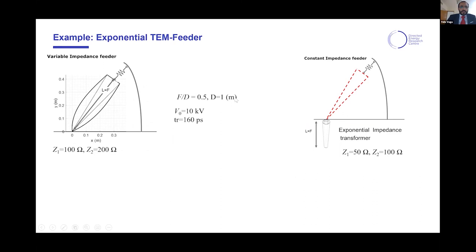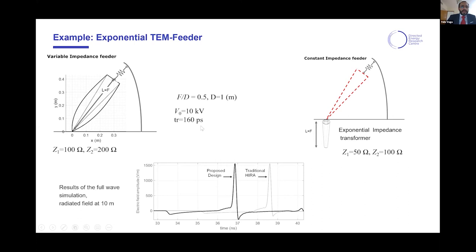Now, what happens when you connect this to a 10 kilovolt generator with 160 picoseconds rise time? So what you're going to have is this. We simulated this using CST, and the results of the full wave simulation radiated at 10 meters of distance show that the proposed design produced 1,500 and something volts per meter at 10 meters distance, and the traditional design produced exactly the same value. So results are practically identical.